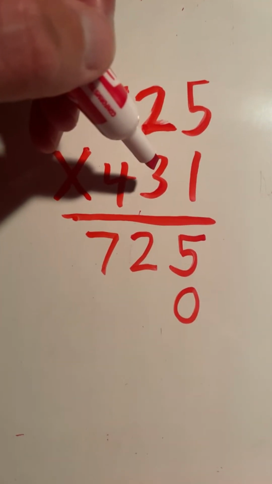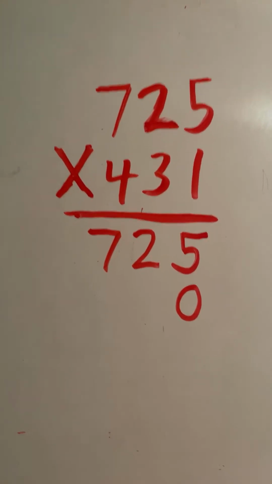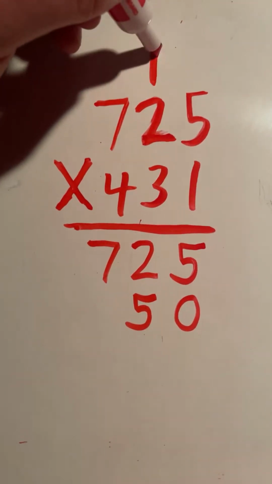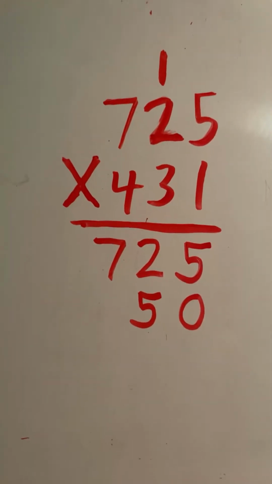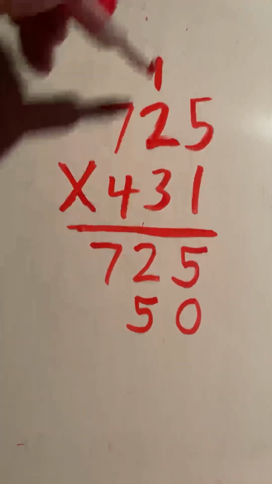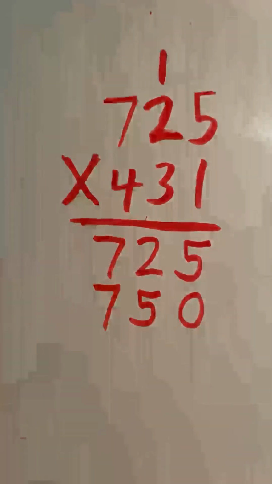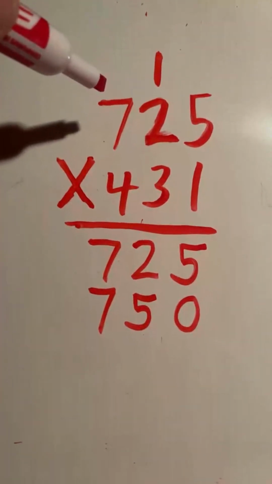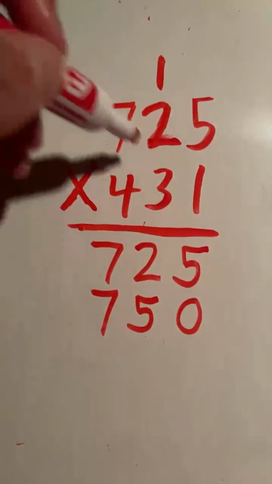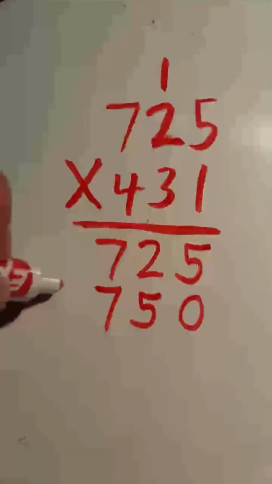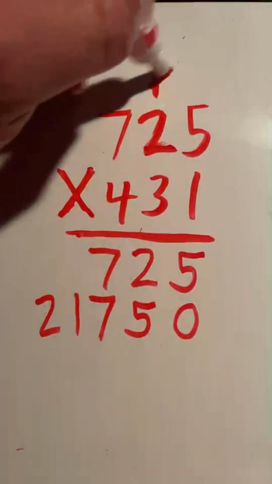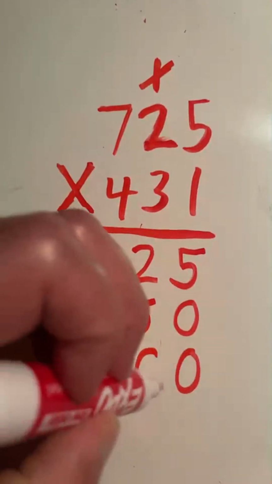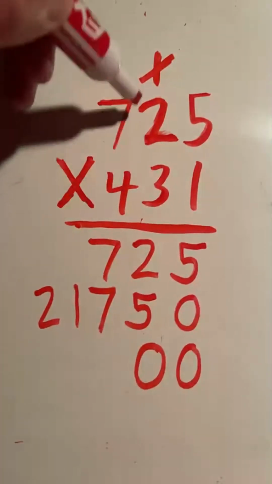5 times 3 equals 15. Our product is more than 10 here, so we will need to regroup. The 5 in 15 goes in the tens place. The 1 gets carried over to the hundreds place. 2 times 3 equals 6, plus 1 is 7. 7 times 3 equals 21. Now we're going to put a 0 in the ones and tens place since both digits in the ones and tens place have already been multiplied.